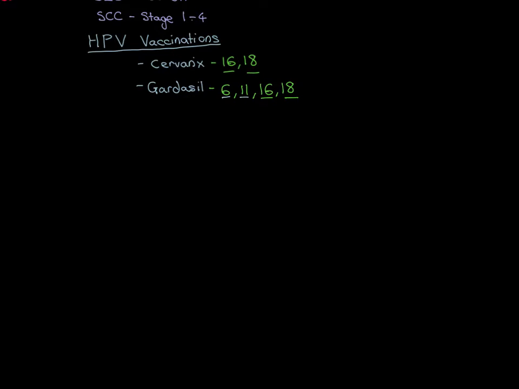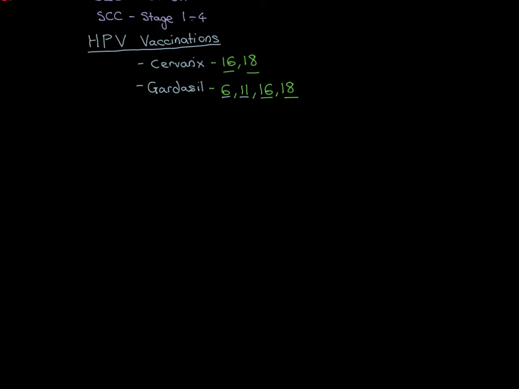So the people who created Gardasil decided that the way they could outsell Cervarix is by including HPV 6 and HPV 11 in their vaccination, so that we can eradicate genital warts at the same time as reducing squamous cell carcinoma of the cervix. Okay, so those are the HPV types that are included in these vaccines.